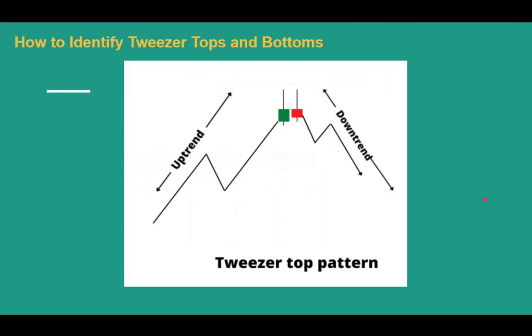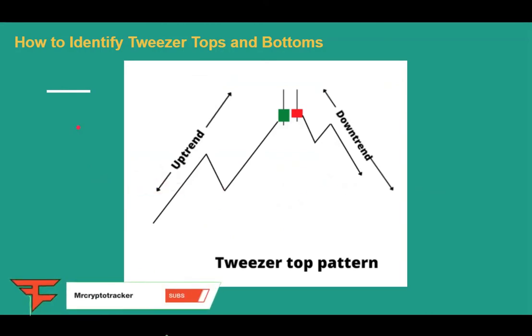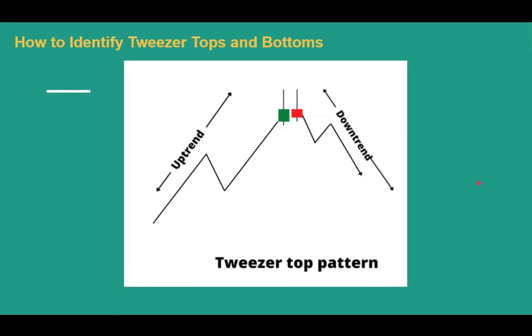Okay, let's continue talking about the tweezer pattern. The next question is how to identify tweezer tops and bottoms. Spotting tweezer top and bottom patterns on a naked chart is not difficult. I can say it's easy. Each version of the pattern consists of 2 long-bodied candlesticks appearing in parallel but in opposite directions. You can see the direction is opposite. The first one is green and the second one is red.